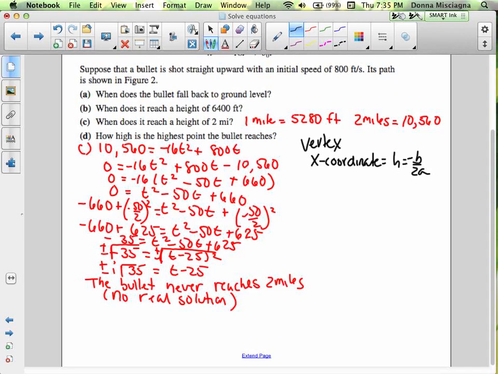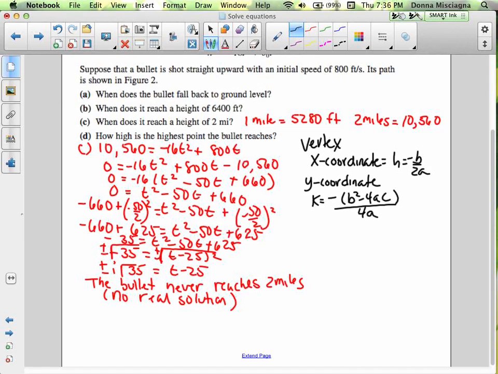And to find the y-coordinate, you can plug it back in. There is another formula, so we can either substitute it back or use the formula, which, if I remember, is negative b squared minus 4ac, like the quadratic formula, all divided by 4a. Yes. We can use that because I don't think it's going to be a pretty number.